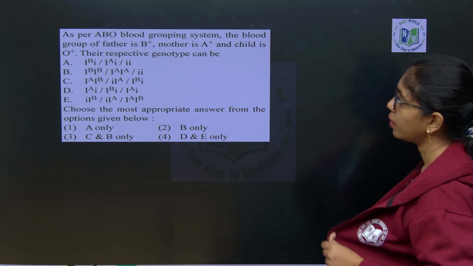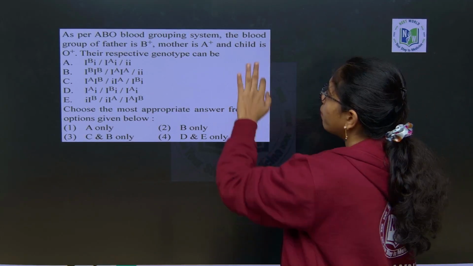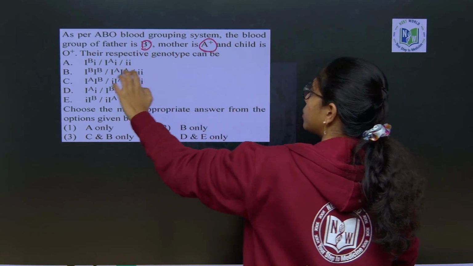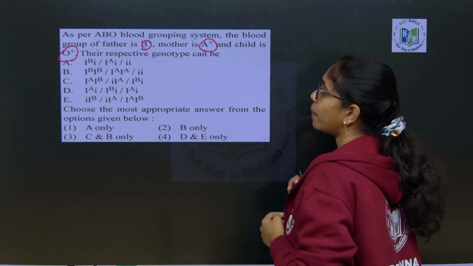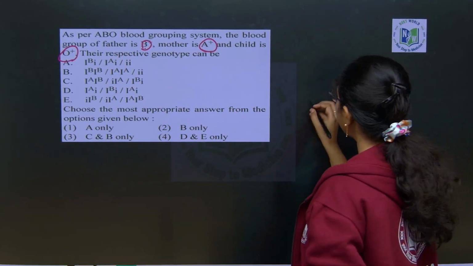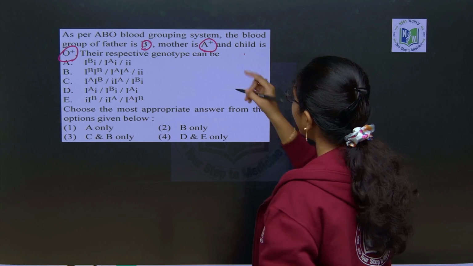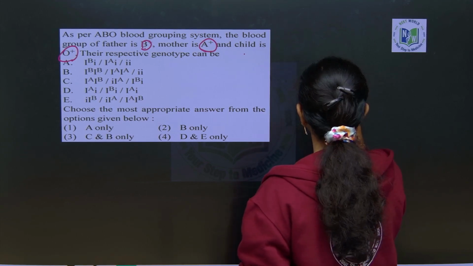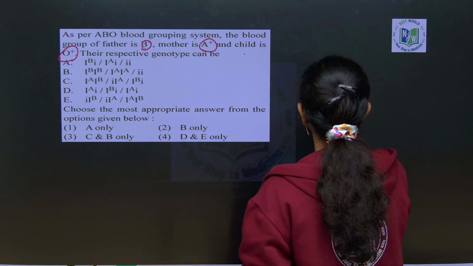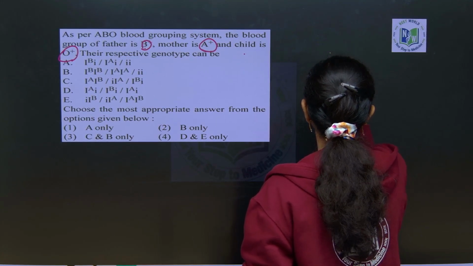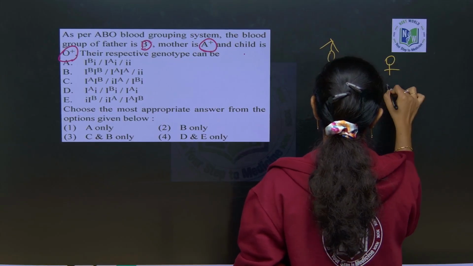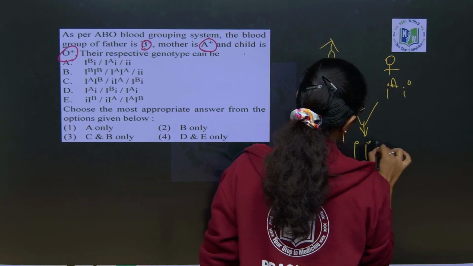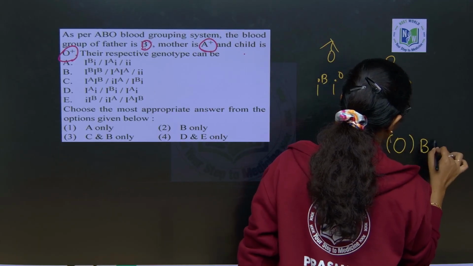Next question, this is from ABO blood grouping, where it says that the blood group of the father is B positive, the blood group of the mother is A positive, and the child is O positive. They are asking for their respective genotypes. If the child is O positive, definitely the father's genotype will be IB i only, and the mother's genotype will be IA i. Then only is there a possibility for the child to have O blood group.